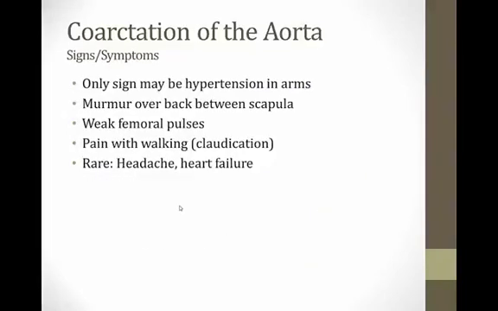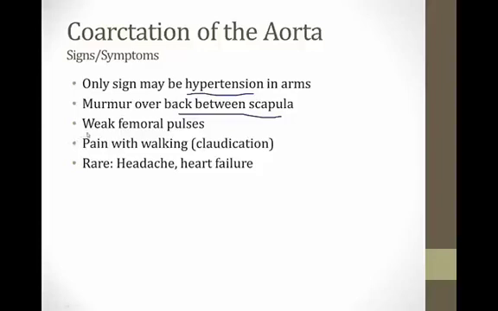For patients with this adult type of coarctation, the only sign and symptom may be hypertension in the arms, and it is one of the very rare causes of secondary hypertension. There's sometimes a murmur over the back between the scapula, and this is a very unusual place to ever hear a murmur. And in addition, it is a continuous murmur, and most murmurs are systolic or diastolic, so this would be an unusual location of a continuous murmur with a coarctation.